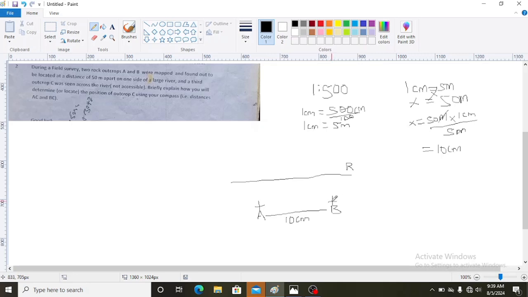So when you are on field, how do you locate C on the other side of the river? The question is saying C is not accessible because the river maybe is very large, or one reason or the other. How do you access it now? You come to A here, take your compass, take the bearing of C. Let's assume the bearing of C from A, let me say A to C.